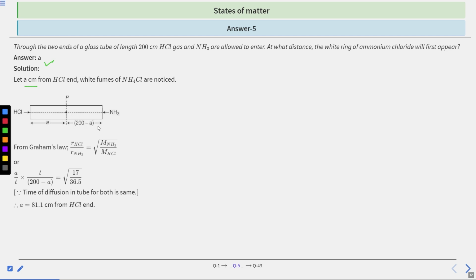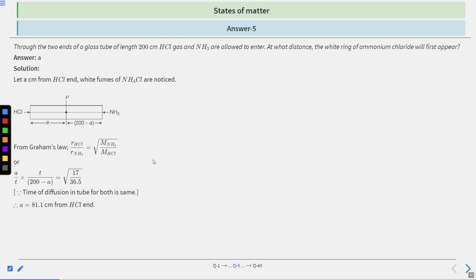So the other distance will be 200 minus A, because the total length is 200 centimeter. From Graham's law, we know that R of HCl upon R of NH3 will be equal to under root molar mass of NH3 upon molar mass of HCl. Or we can write it as A by T multiplied by T upon 200 minus A, that is the distance, will be equal to under root 17 divided by 36.5. Since time of diffusion in the tube for both is the same, both gases diffusing at the same time, from this equation A is coming out as 81.1 centimeter from the HCl, and hence option A is the correct answer.